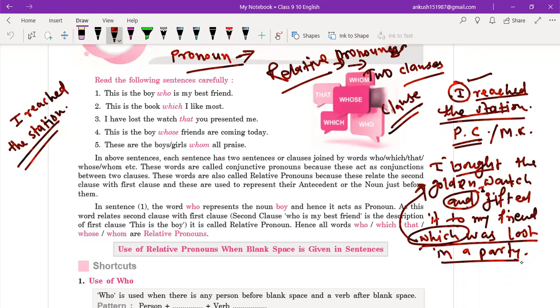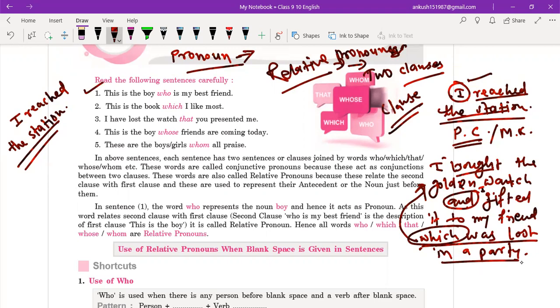Now let us come back to the relative pronoun. What is the relative pronoun? Relative pronoun actually tells the relation of a noun with other words in a sentence. Are you getting the point? Just refer to the sentences which are given below.